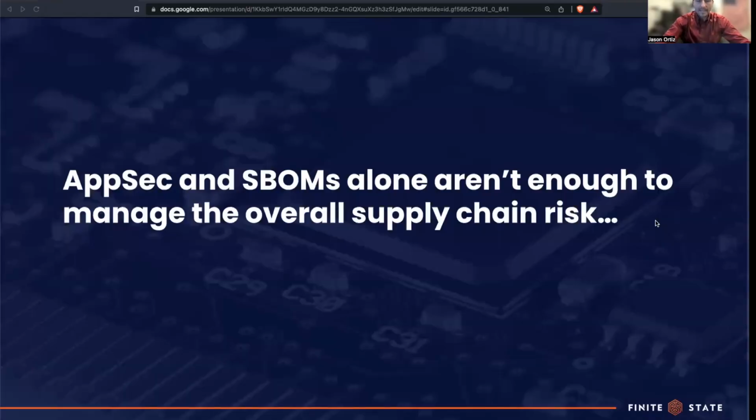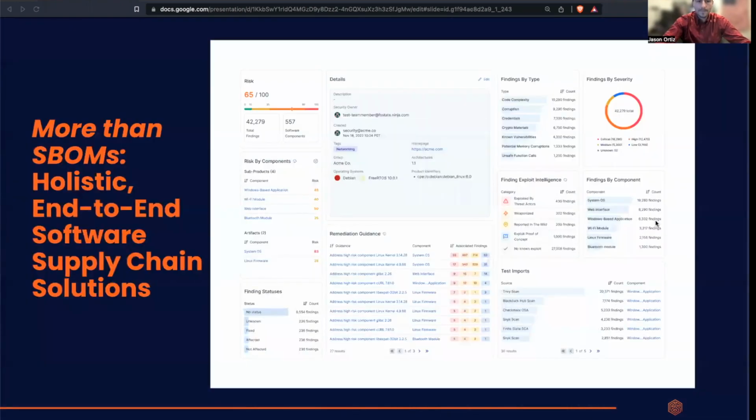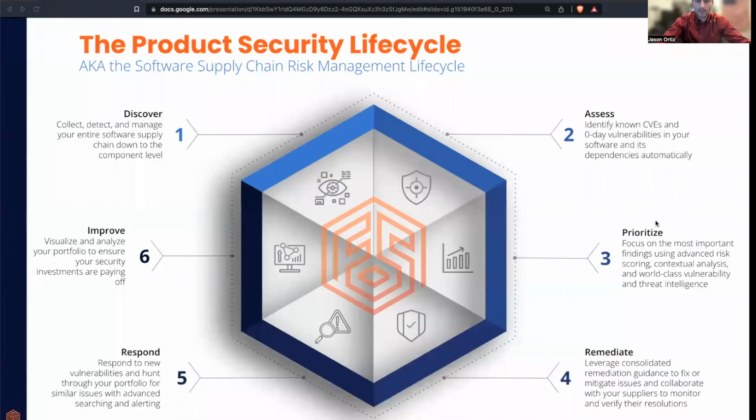So AppSec and SBOMs together still aren't enough to manage your overall supply chain risk. What is enough to manage your overall supply chain risk is holistic, end-to-end software supply chain solutions that wrap all of those things together in one view. So what does that look like? Well, as you might guess, just like the cybersecurity framework, it looks like an entire life cycle. It's not a point-in-time thing. It's something that we have to do continuously, and it's a continuous iteration.